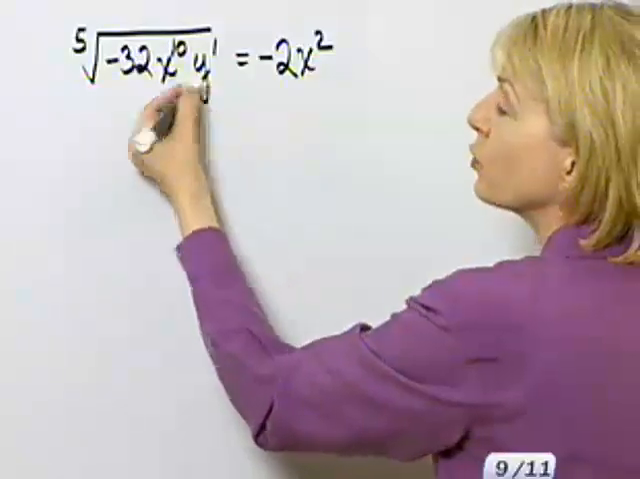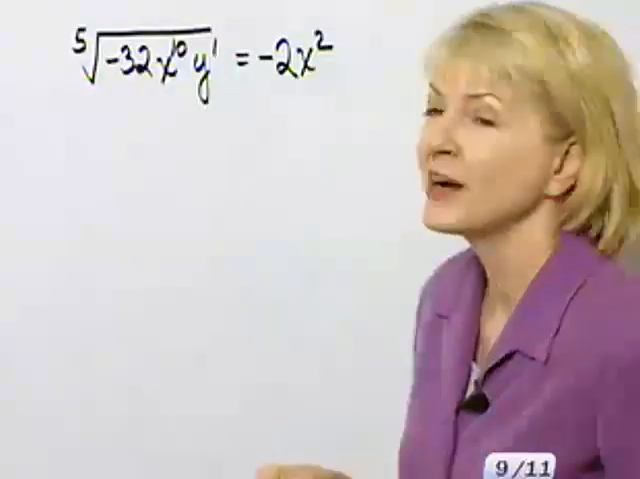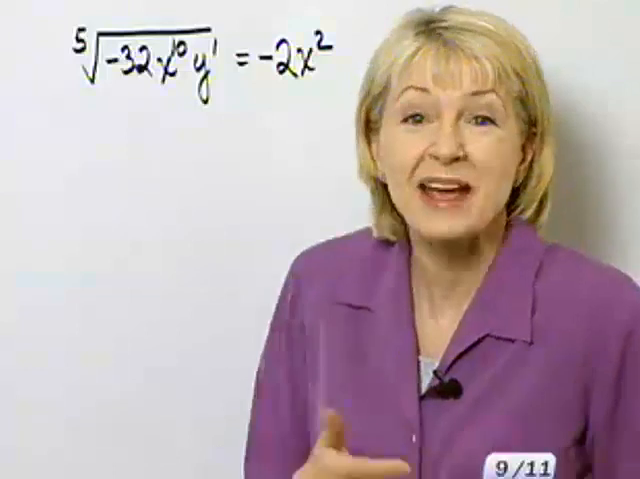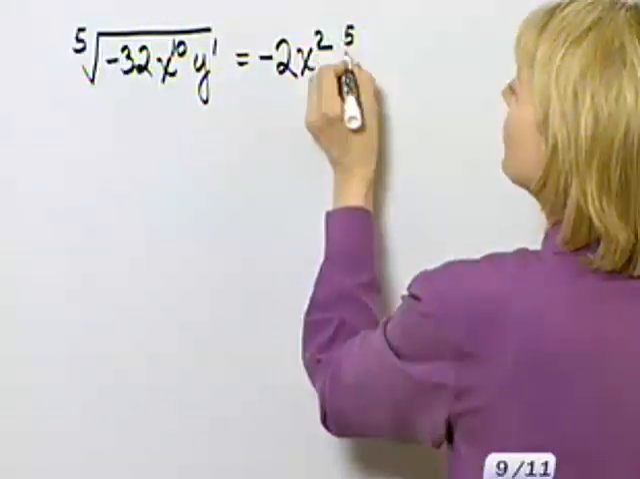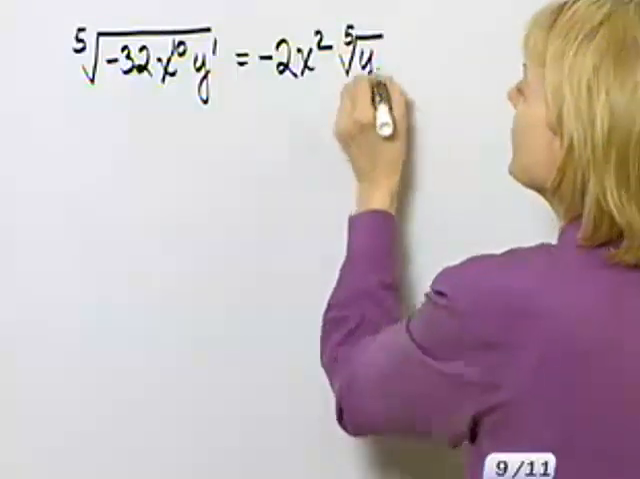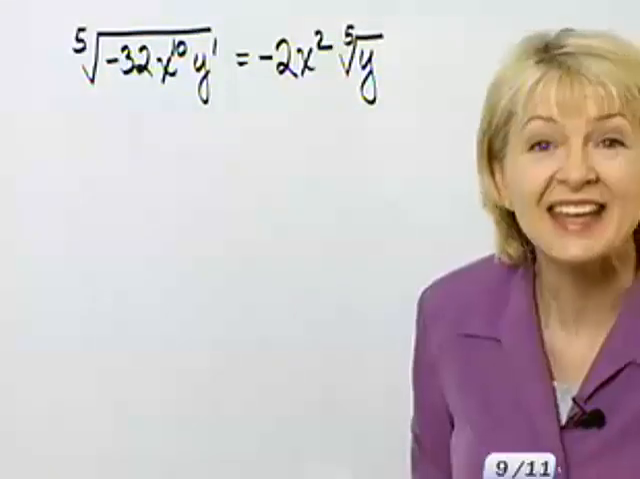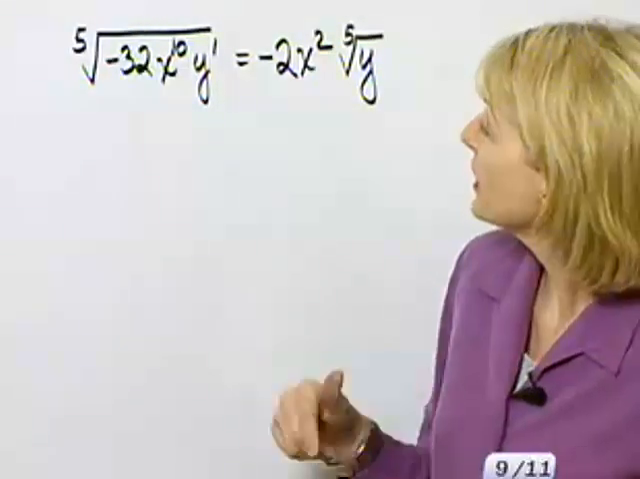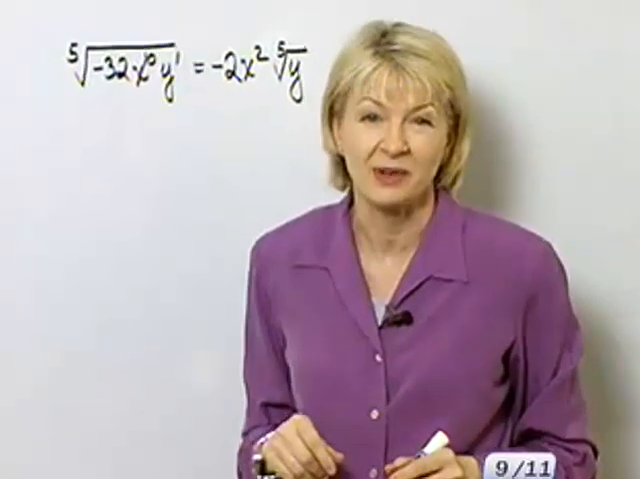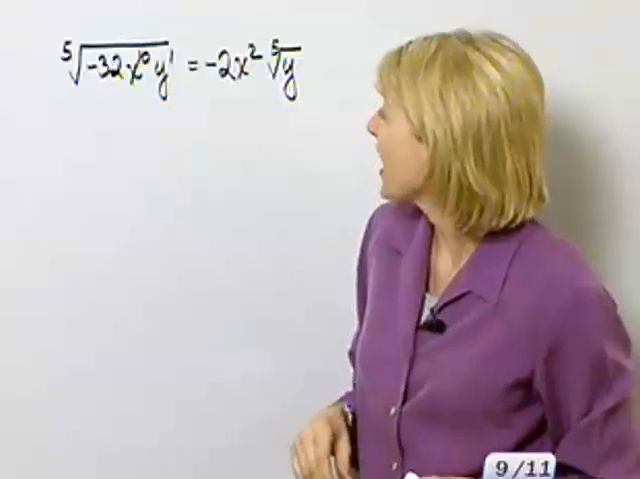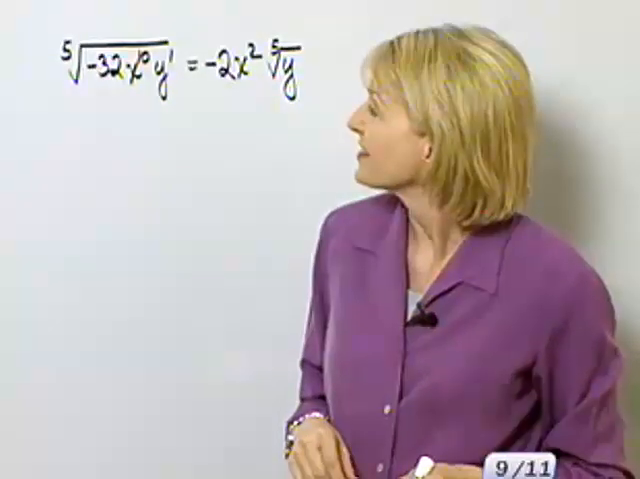Now what about y to the 1? 5 divides into 1 0 times with a remainder of 1. So that factor of y to the 1, or just y, remains under the radical. Be real careful when using that shortcut with the index and exponents. But I've simplified that expression.